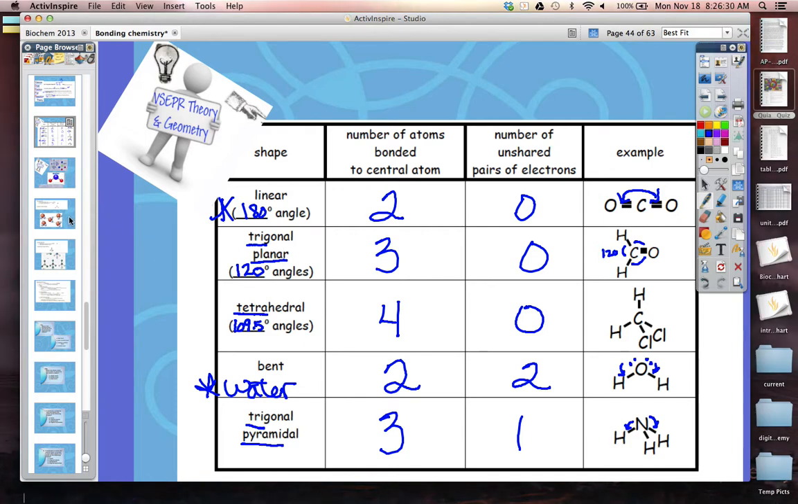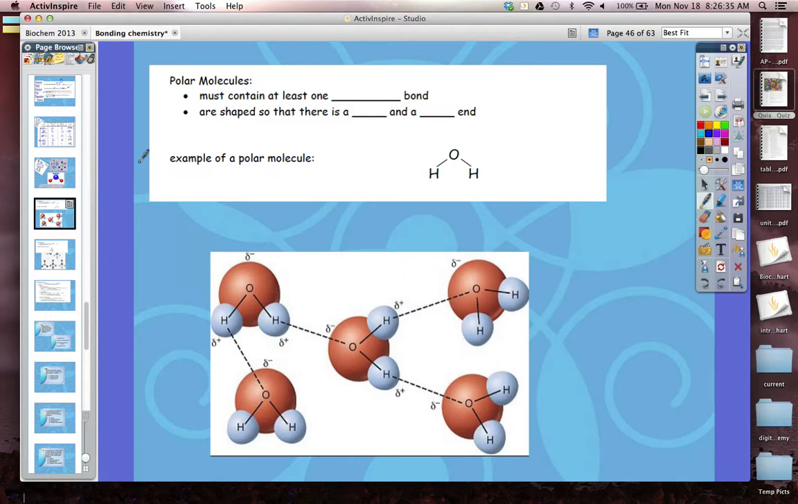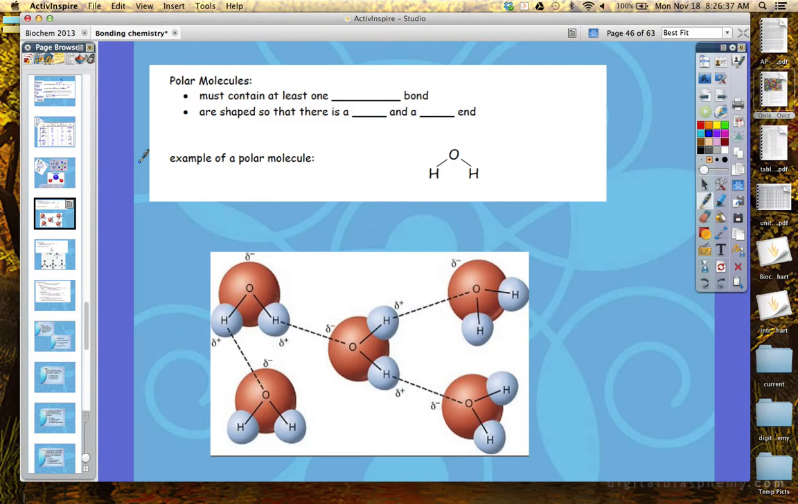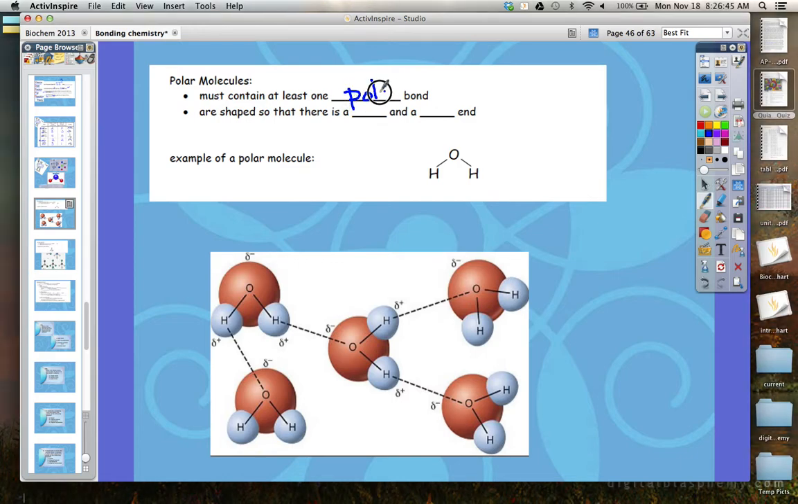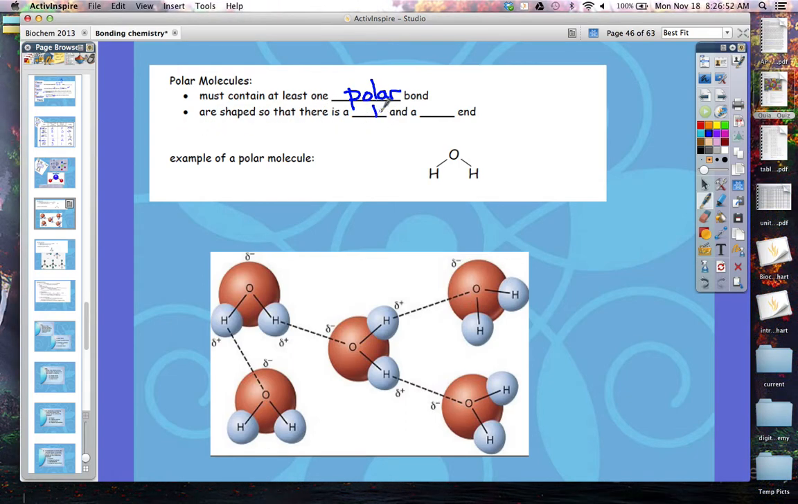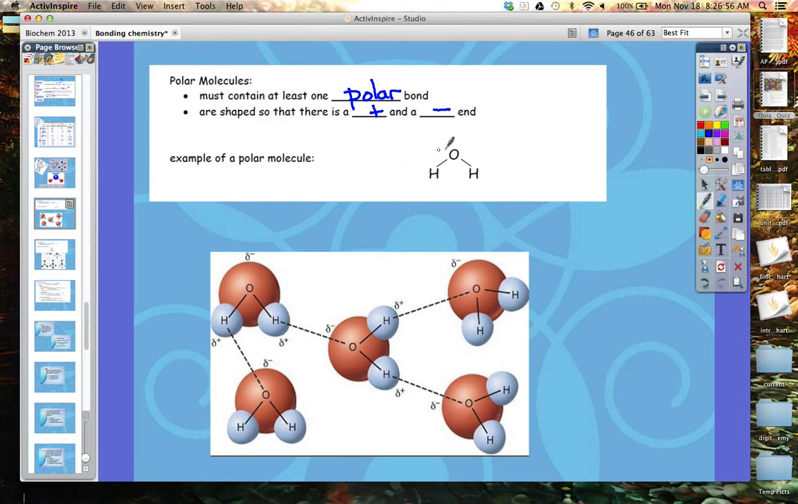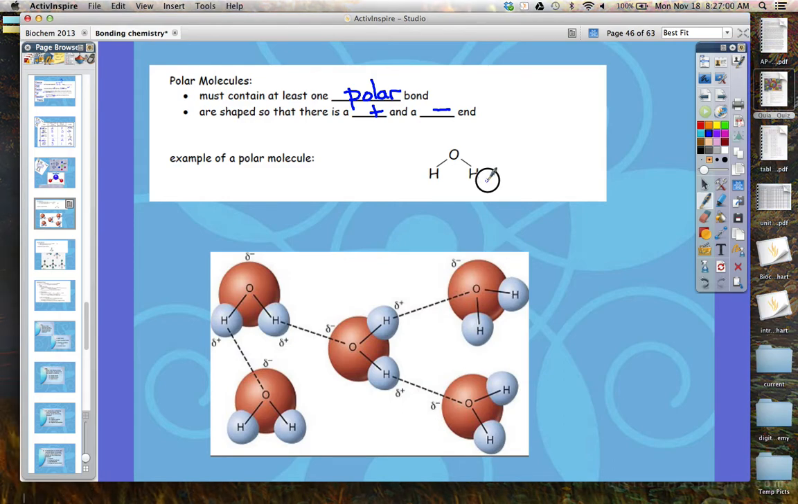Then we're going to talk about, just very quickly, we've already talked about polar and nonpolar covalent bonds, but let's talk about what polar and nonpolar molecules do. First of all, a polar molecule has to have at least 1 polar bond. And when it does, you're going to have a shape so that there is a positive and a negative end. So here's water. And the way we draw this is we take the positive, this is slightly positive down here.